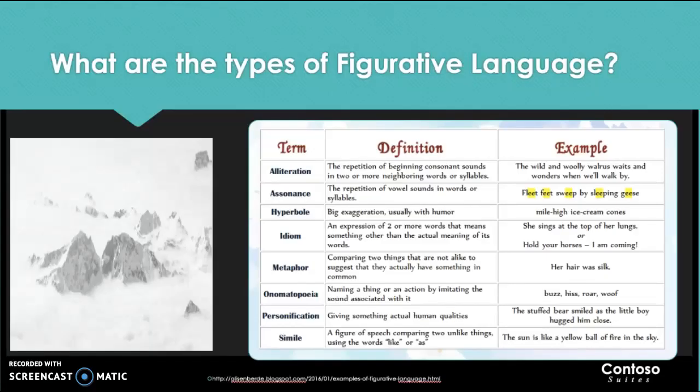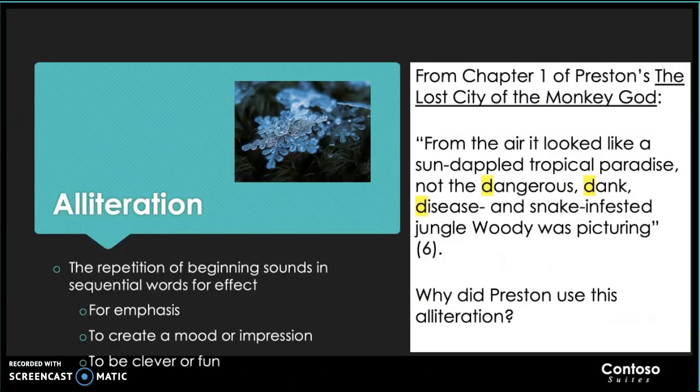All right, so there are different types of figurative language, and we're going to go through each type, but this is a nice slide that summarizes them all on one slide in case you want to have it all on one slide. And then there's a nice example over here as well. So we're going to go over all of these types. And the first type that we're going to talk about is alliteration.